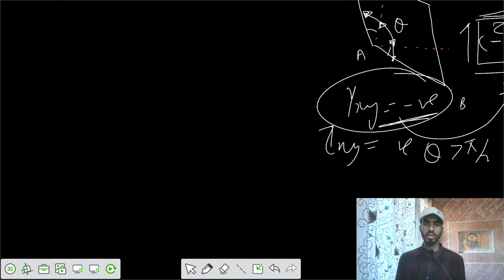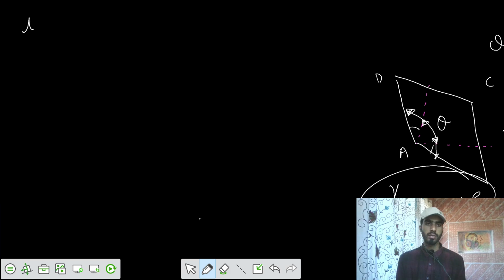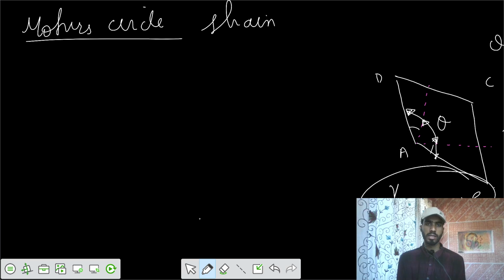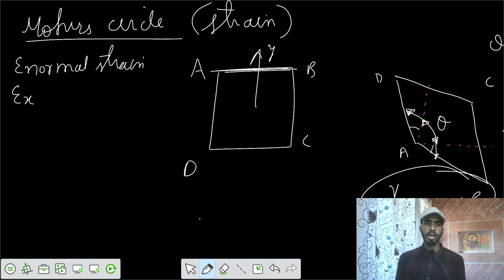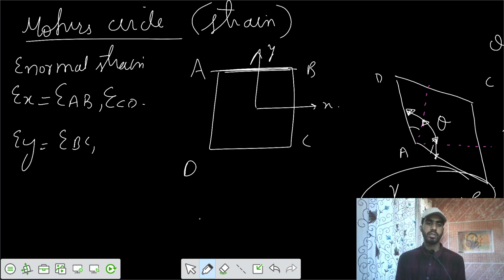Now we have the Mohr's circle representation of that strain. Let's say we have Mohr's circle for the strain representation. So we had this ABCD stress element, and let's say normal strain. If you want to say this is in the y direction, this is in the x direction, I would say strain x can be represented by the strain along AB and CD, and strain in y by the strain along BC and AD.